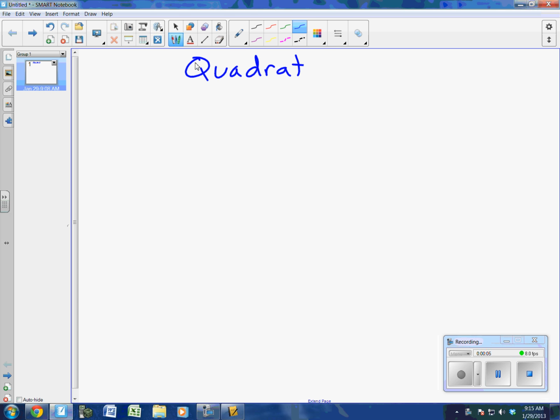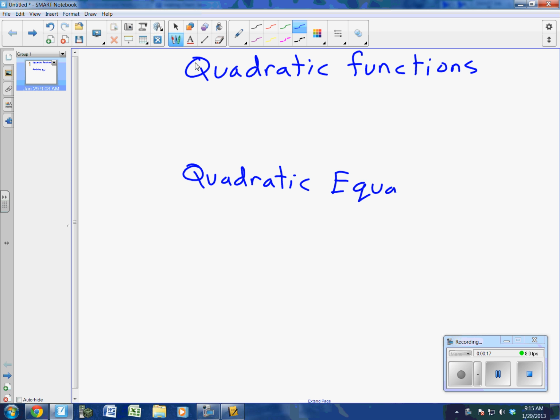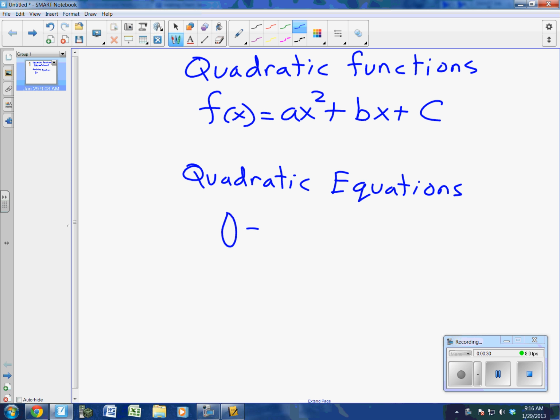Okay, we're going to talk about quadratic functions and quadratic equations. This is the general form of a quadratic function, whereas this is the quadratic general form of a quadratic equation. I would suggest writing it down.